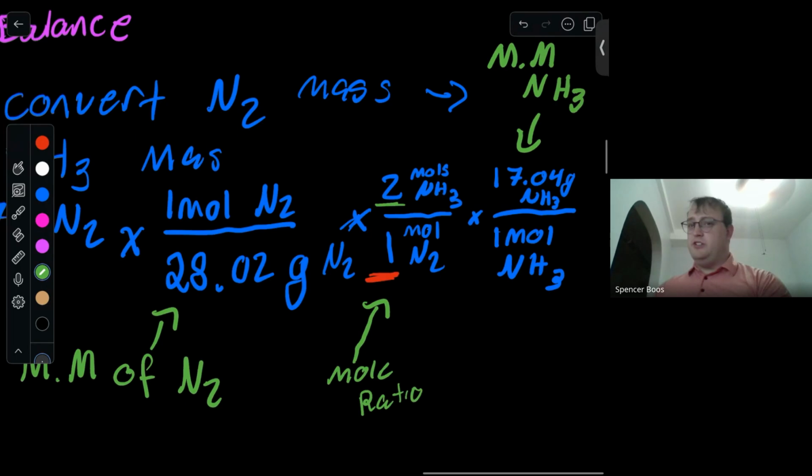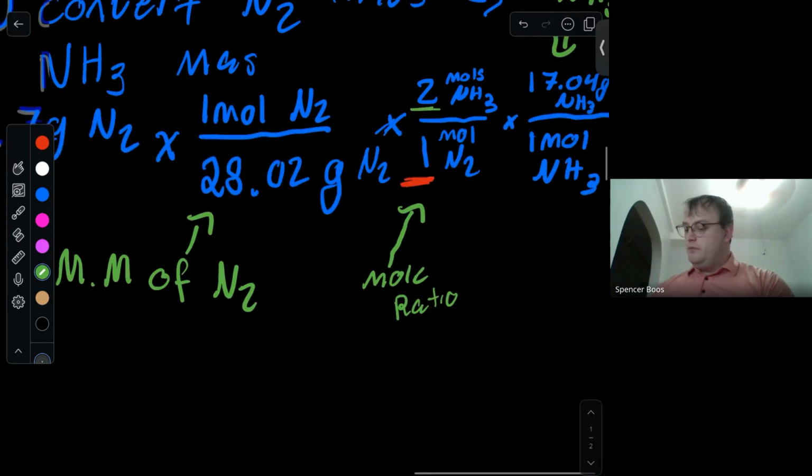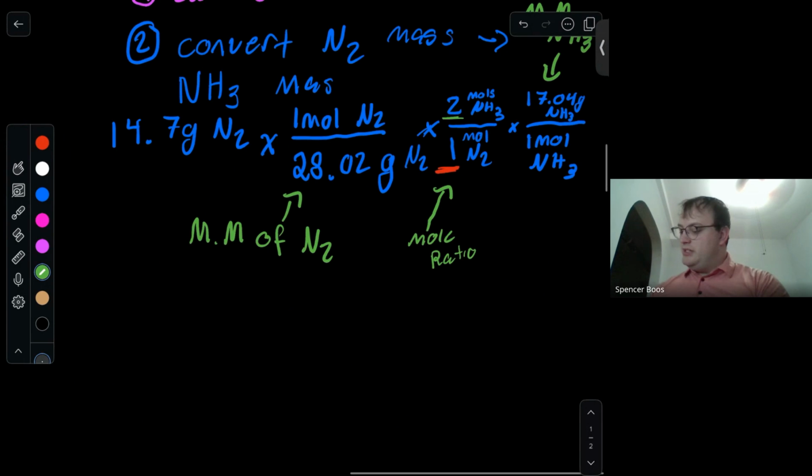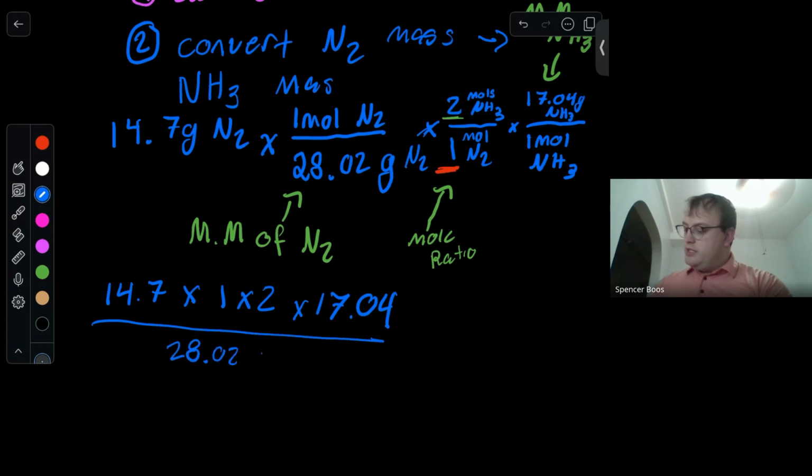Now, all we do is multiply the top by the top, bottom by the bottom, and then divide. Let's zoom out here just so we can see the whole ball game. So we can retranslate this into 14.7 times 1 times 2 times 17.04, all divided by 28.02 times 1 times 1.